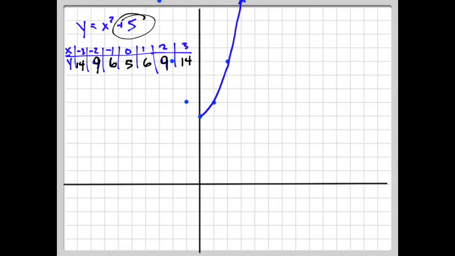Now, how would we describe the transformation that gets us from our graph y equals x squared to this? Vertical shift. How is that a vertical shift? Well, shift is just to move, right? Vertical means in an up or down direction. So it was originally down here at 0. It shifted up 5 units, from here up to here.